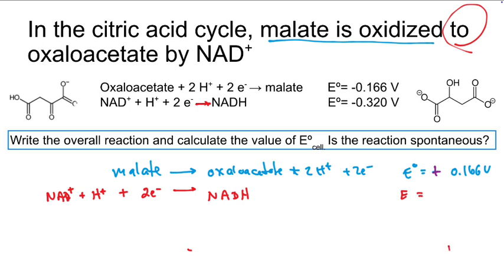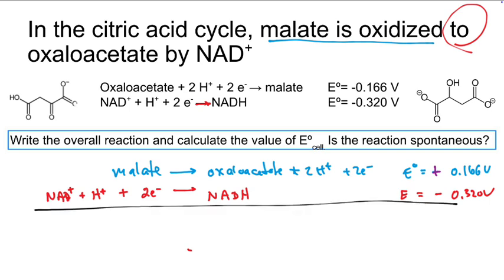The cell potential as given was negative 0.320 volts. I did not manipulate it. I did not flip the equation, so we'll leave it as is. And I could now go through and add up my two equations. My electrons would conveniently cancel. Some of the H plus cancels. And I would get my malate plus my NAD plus goes to the oxaloacetate, which I'm just going to leave as that, plus H plus plus NADH.